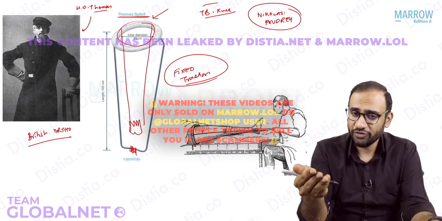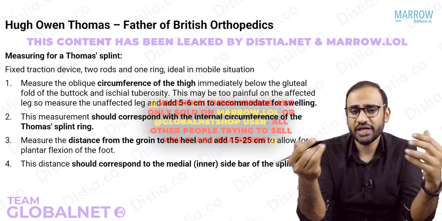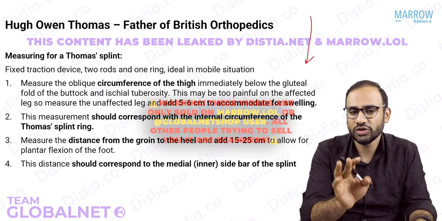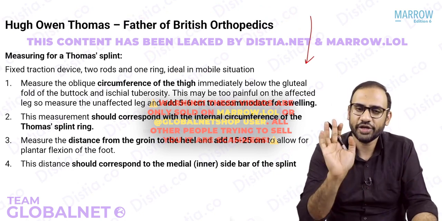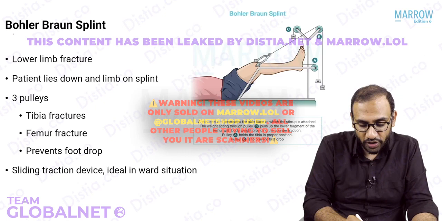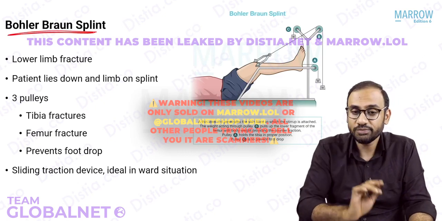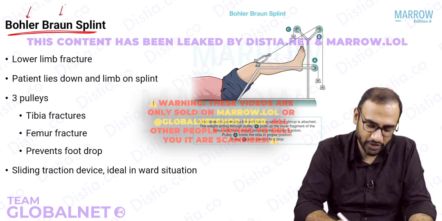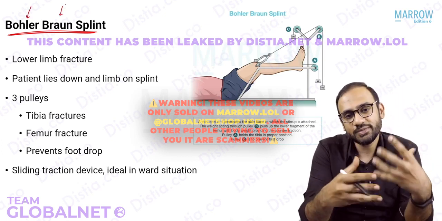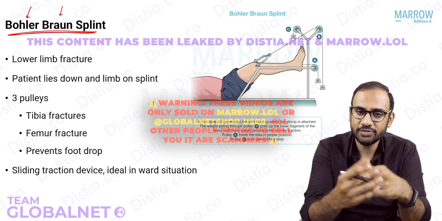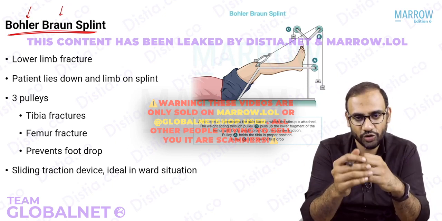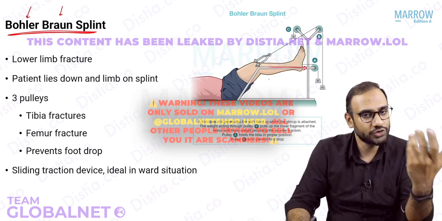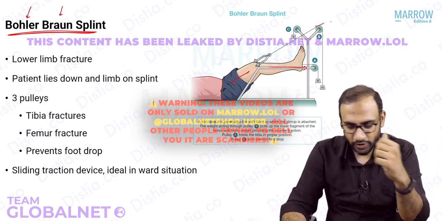Now if you're preparing for a professional exam, sometimes they ask you this in a short note. So these are the things that you can write about the Thomas splint, but not very important for your MCQ exam. Moving on, the Böhler and Brown splint. Another splint that I want you to know. It was invented by two gentlemen, Dr. Böhler and Dr. Brown. This splint is also used for lower limb fractures, particularly femur fracture and tibia fracture. As I've told you, it depends on the pulley that you use: it can be used for tibia fracture if you use pulley A and femur fracture if you use pulley B.